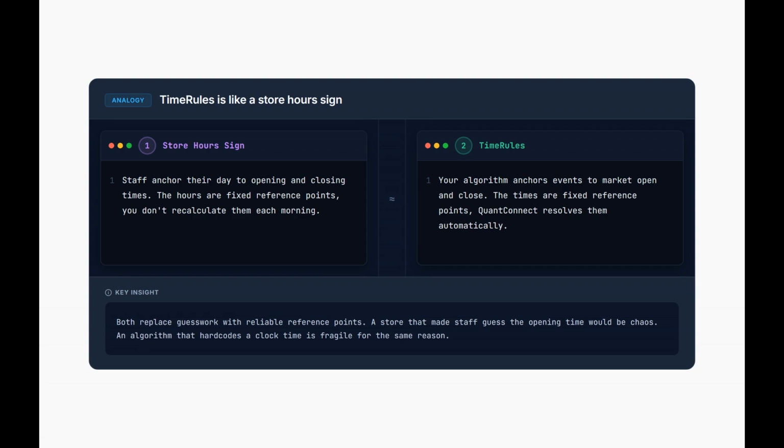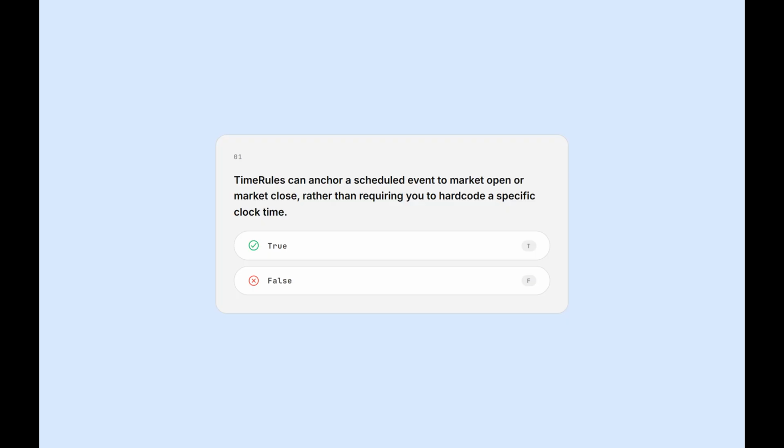TimeRules works exactly the same way. It gives you anchors like market open and market close. Instead of hard coding a time like 9:30 a.m. that could break with time zone changes or market schedule adjustments, you reference TimeRules.AfterMarketOpen, and QuantConnect resolves the exact time automatically. With that, we wrap up the simple introduction of the concept of TimeRules in QuantConnect.